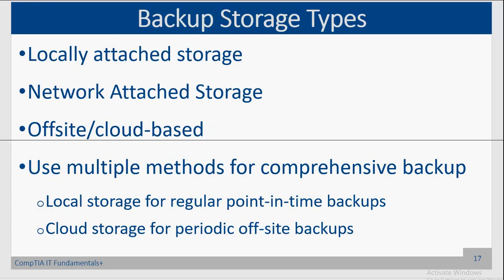Now, what are some of the backup storage types? Locally attached storage, that's one way. Network attached storage, which is basically attached to the network. We just talked about cloud-based backup, off-site. There are a lot of companies that, for a fee, obviously, will back up all your stuff in the cloud. It's important sometimes to use multiple methods for comprehensive backup: local storage for regular point-in-time backups, and then cloud storage for periodic off-site backup.